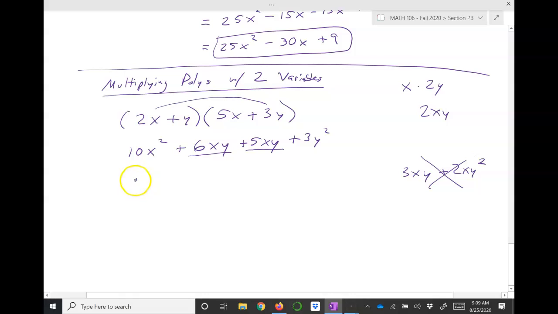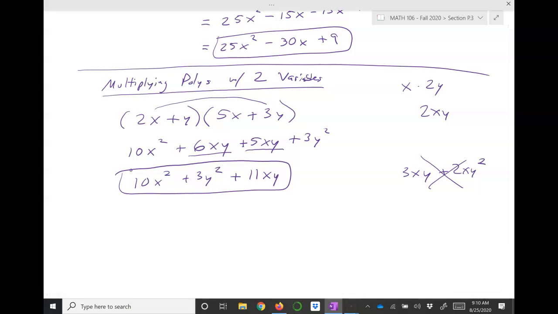So the final answer here would be 10x squared. And if you're writing it how I asked you to write it, highest degree to lowest degree, would be plus 3y squared. Which one of those you put first doesn't matter. And then finally plus 11, right? We're adding here, not multiplying, 11xy. Okay? Is that good?